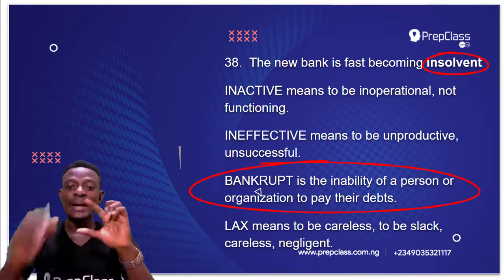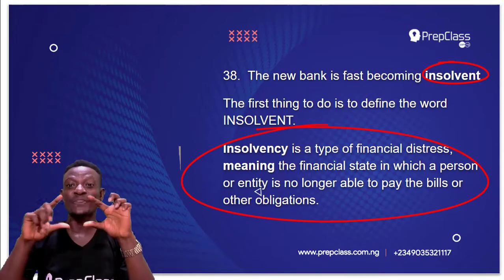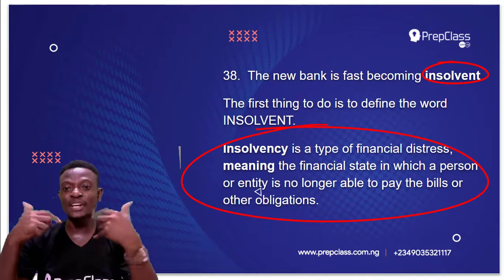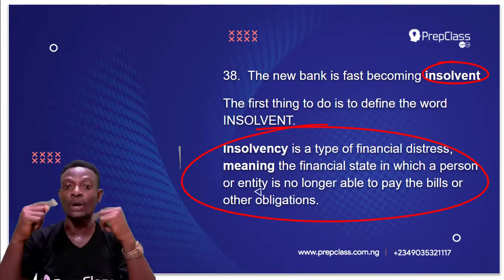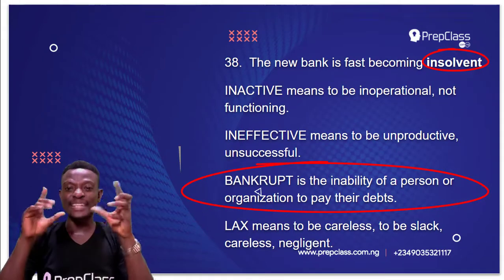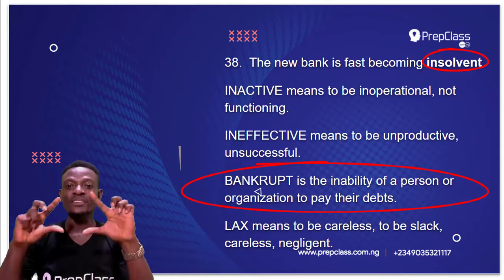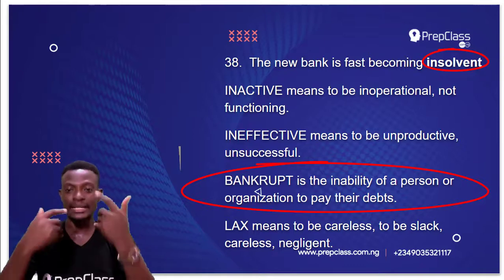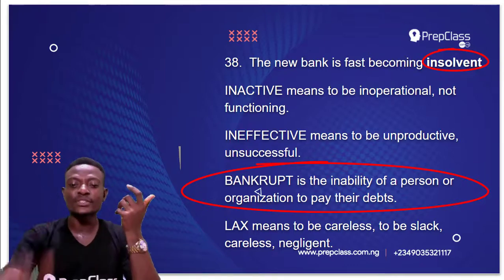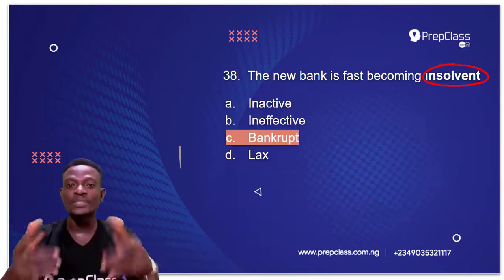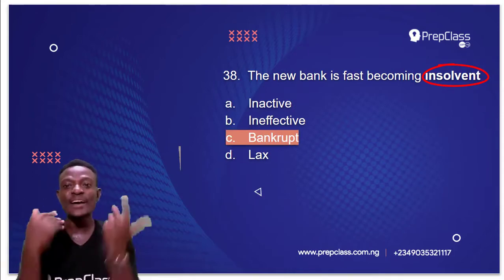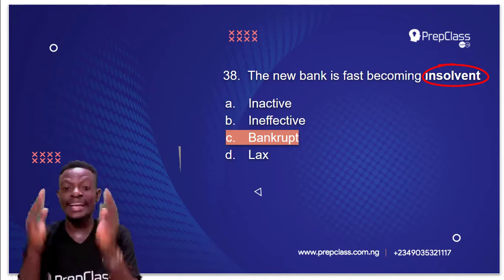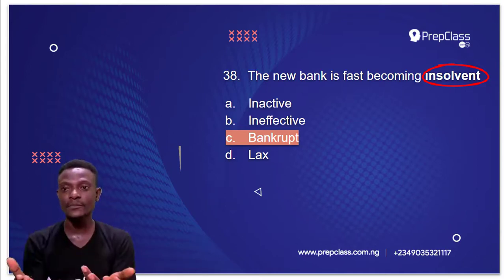So, going by the meaning of insolvency, which is a financial distress, meaning the financial state in which a person or entity is no longer able to pay the bills or other obligations. Bankruptcy is the inability of a person or organization to pay their debts. So the answer to this question is bankrupt. The new bank is fast becoming bankrupt. They can no longer pay their debts.